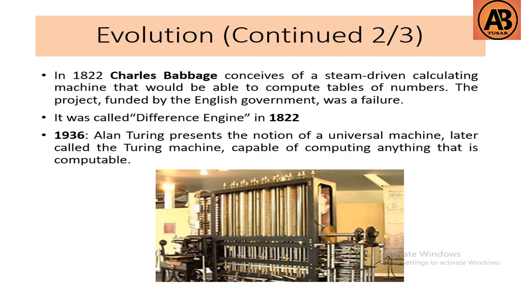Then in 1822, Charles Babbage conceives of a steam driven calculating machine that would be able to compute tables of numbers. The project, funded by the English government, was a failure. It was called the difference engine in 1822. Then in 1936, Alan Turing presents the notion of a universal machine, later called the Turing machine, capable of computing anything that is computable.